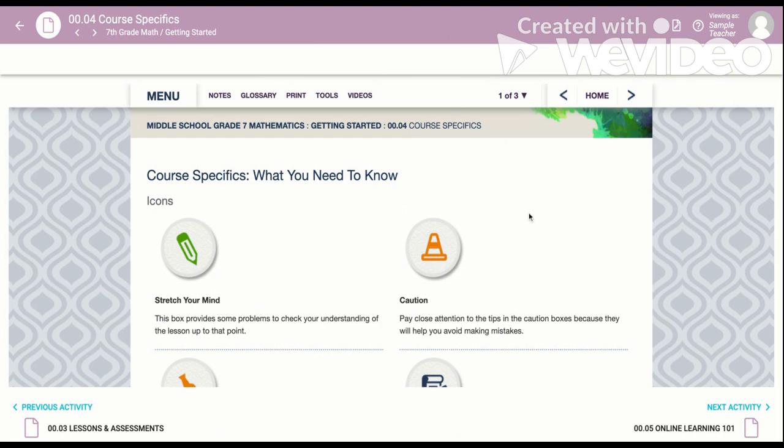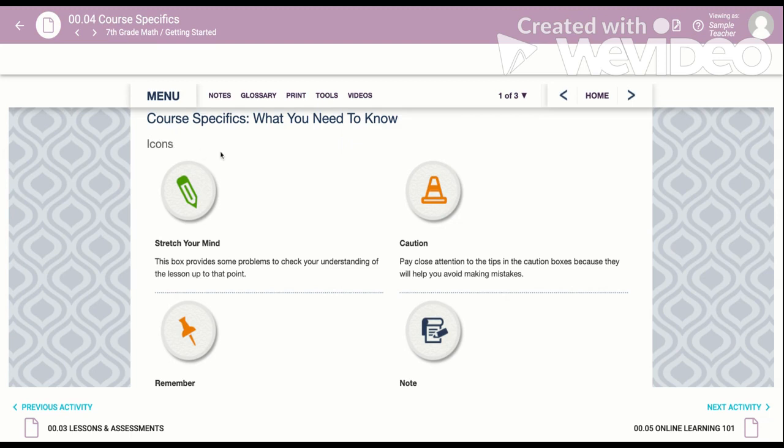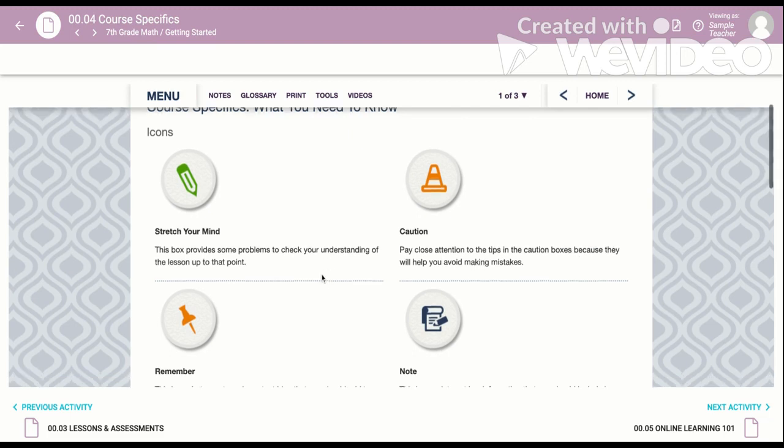Okay, so for course specifics, it says what you need to know. So there's different icons that you are going to see. If you see this icon that looks like a pencil, it's called Stretch Your Mind. It says this box provides some problems to check your understanding of the lesson up to that point. If you see this cone, this is caution. It says pay close attention to the tips in the caution boxes because they will help you avoid making mistakes.